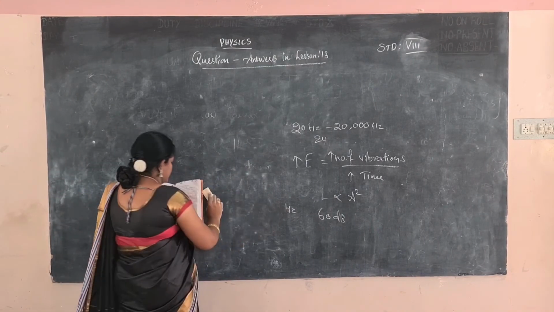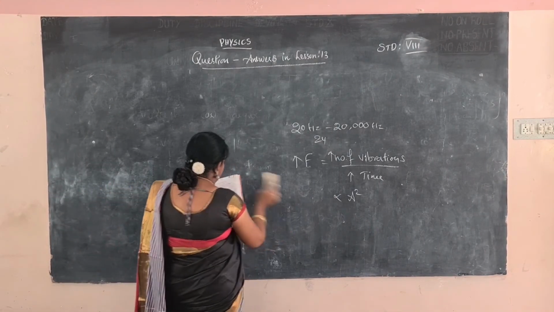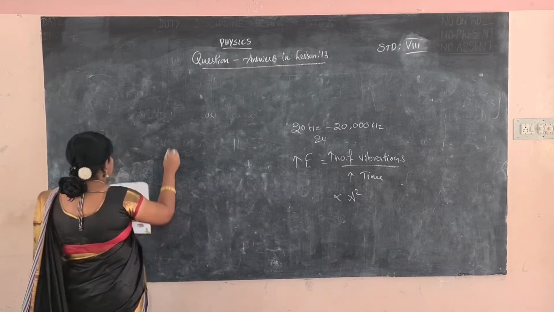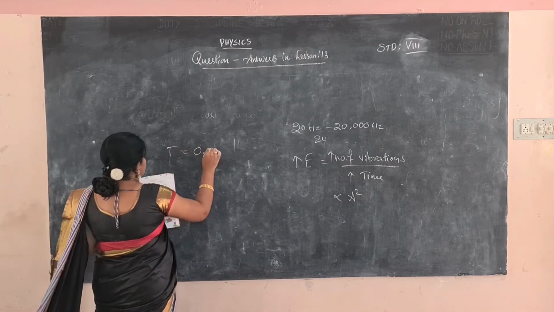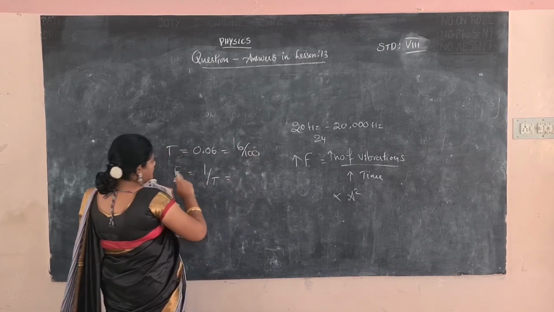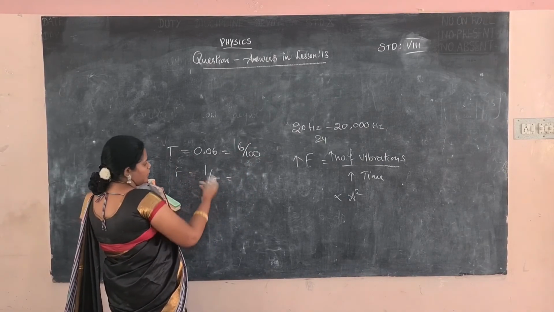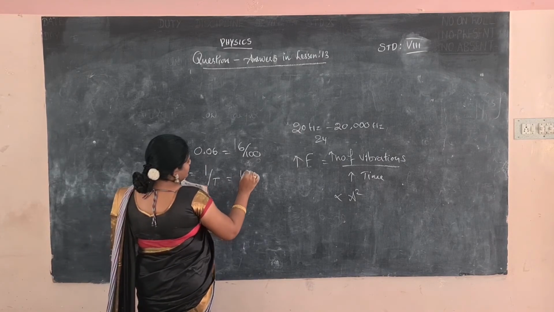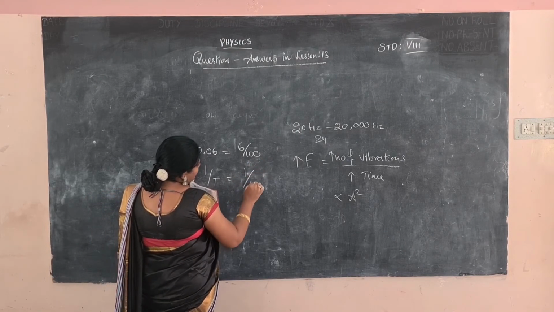0.06 seconds, so 6 by 100 seconds. Okay, the time period is 0.06 seconds, that is 6 by 100. Okay, so frequency is 1 by the reciprocal of the time period, so 1 by 6 by 100.